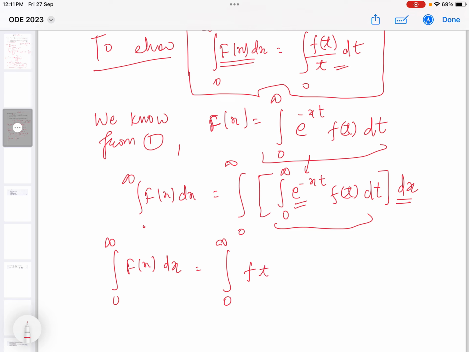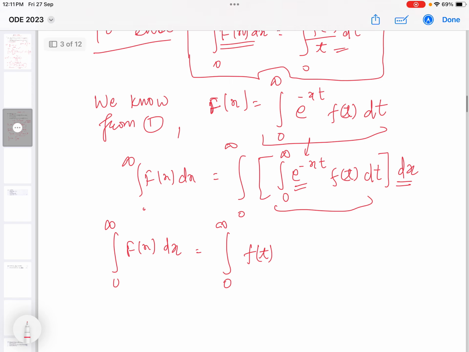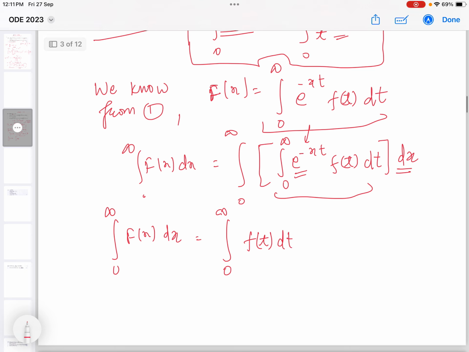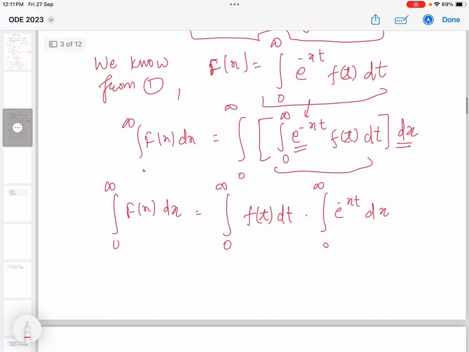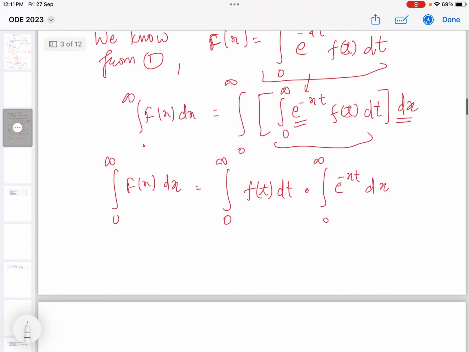Since t and x are independent, we can separate these two integrations. So we are separating these two: integral from 0 to infinity of e to the power minus xt dx, and this is something like this. So 0 to infinity f of t dt.